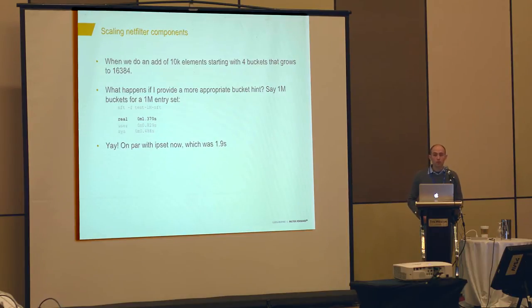And what happens if I do a restore now and provide it with a large enough hint at the beginning to say I'm going to start with 1 million buckets? If I do a restore there, then I get it down to 1.3 seconds to load 1 million entries. And IP set is at about 2 seconds, so we're now on par with IP set restore.